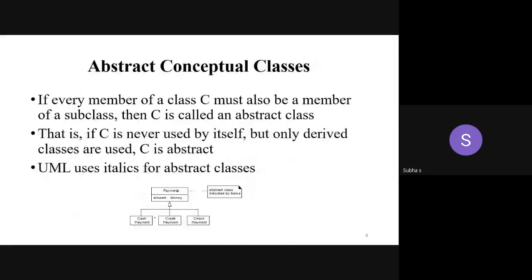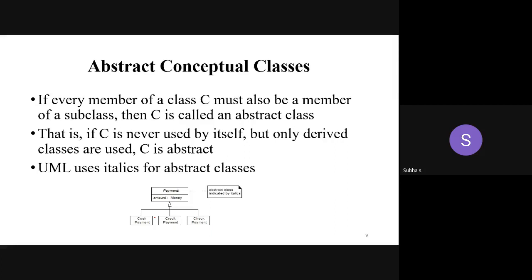Next, abstract conceptual class. Almost all the concepts we have touched in the previous sessions also. When I taught the domain model initially, I noted this point also: abstract class. Generally in OOPS you have studied, what is an abstract class? A class with no object. That is a class without object. But why? How can we use that class?